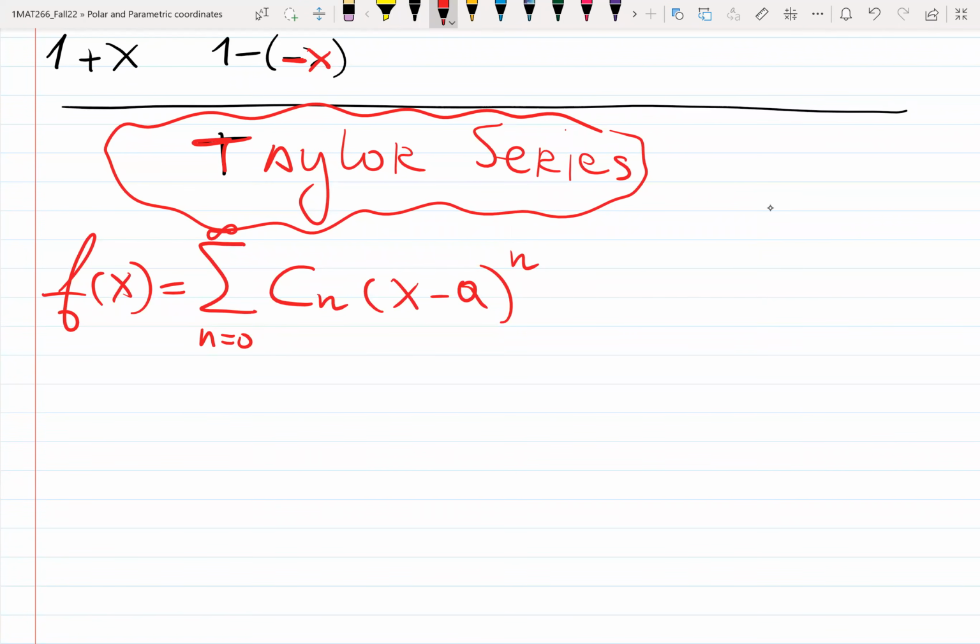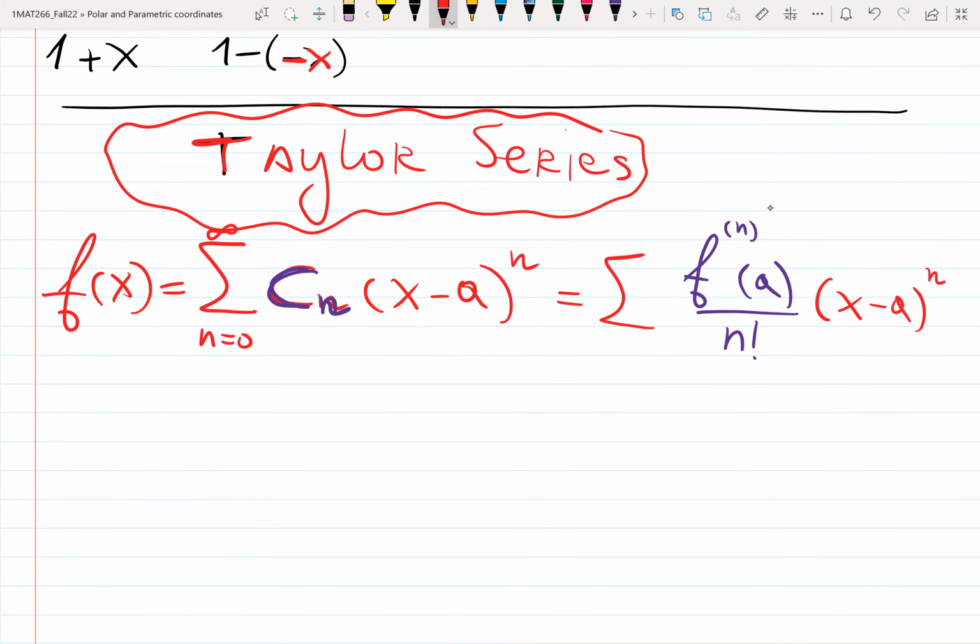And the most interesting part is how to find those coefficients. They were found from the theorem, and we did it in class actually together. Coefficients are found like so. Take n-th derivatives, plug in the center, divide by n factorial, that is c_n, multiplied by (x minus center) to the n, n is from 0 to infinity.